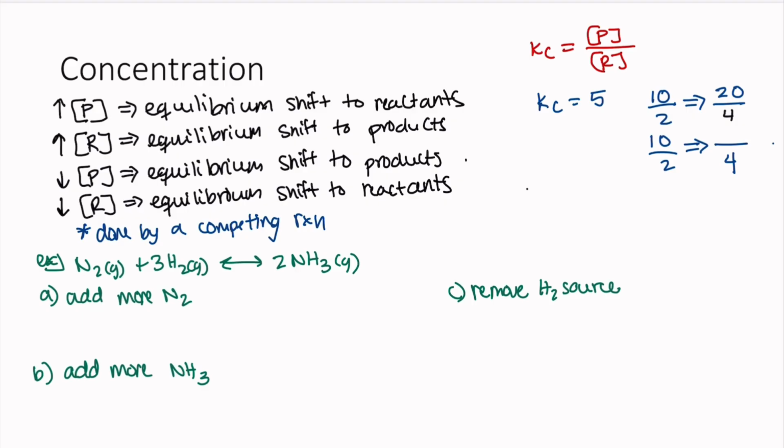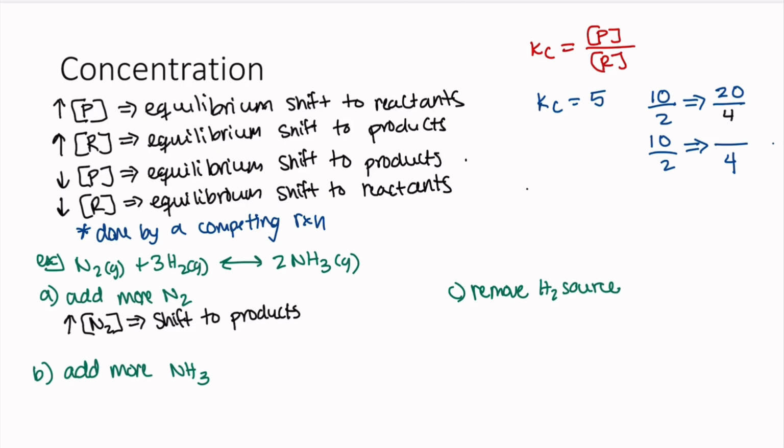So if we add more nitrogen, if I look at my equilibrium system, I notice that nitrogen is a reactant. If we add more nitrogen, I'm going to be increasing the concentration of my nitrogen. So we should see a shift to the products, right? If we add more reactants, I now have more reactants than I need. So I need to get more products formed.